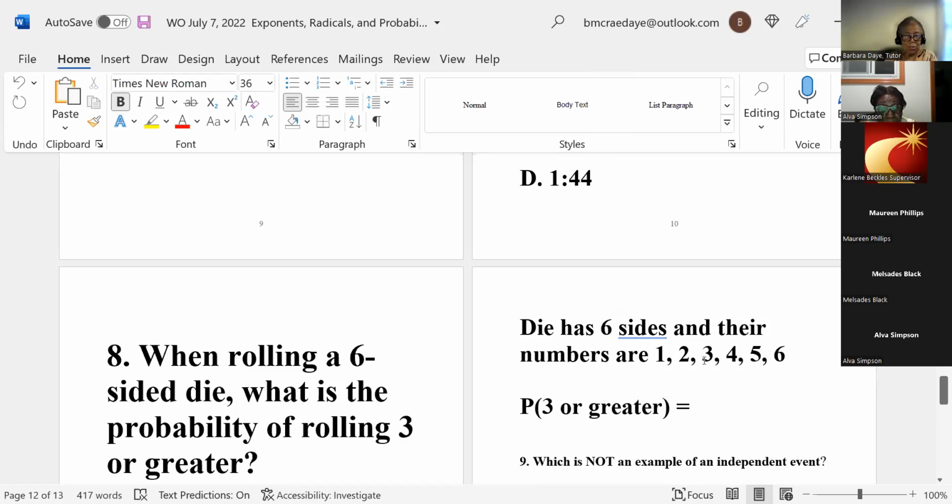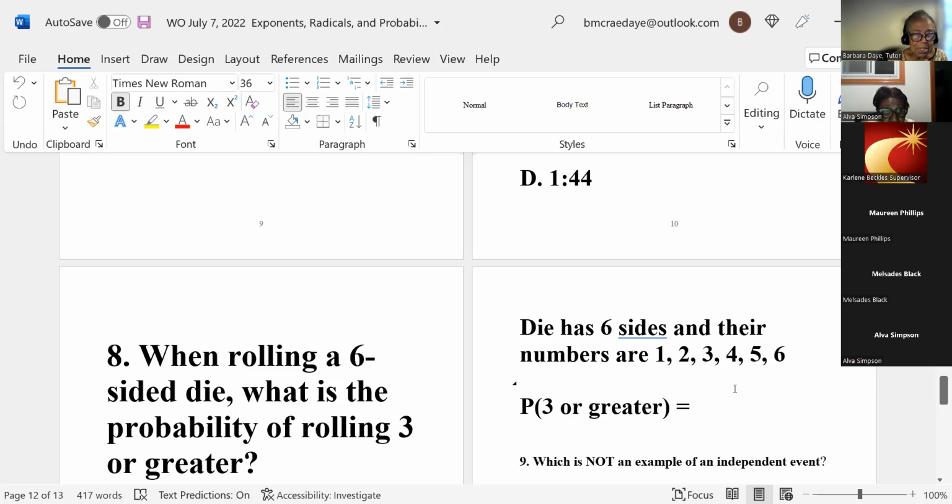Look at 1, 2, 3, 4, 5, 6. You have 6 numbers, right? How many of these numbers are 3 or larger than 3? How many of those 6? How many are 3 or greater than 3? 4. That's right. 1, 2, 3, 4.